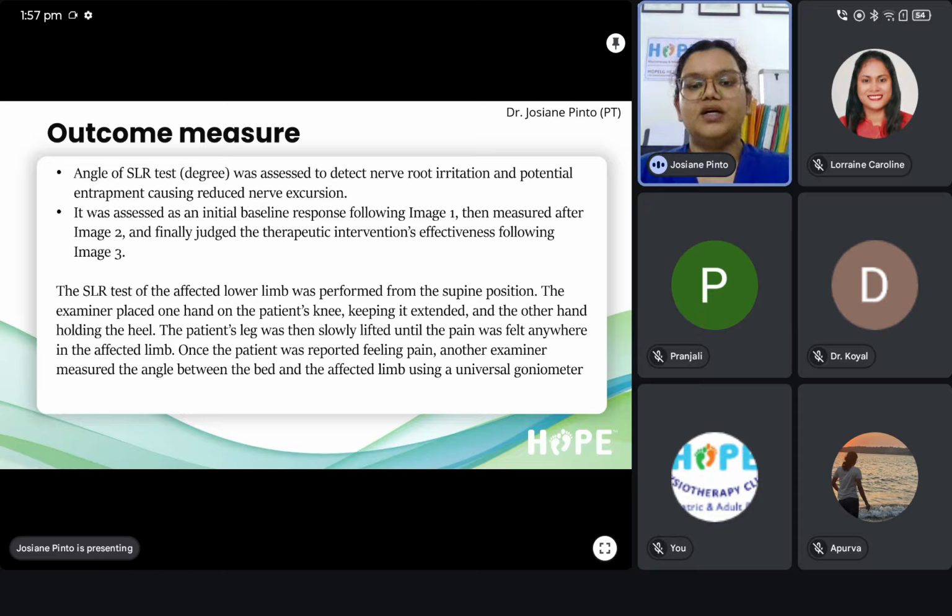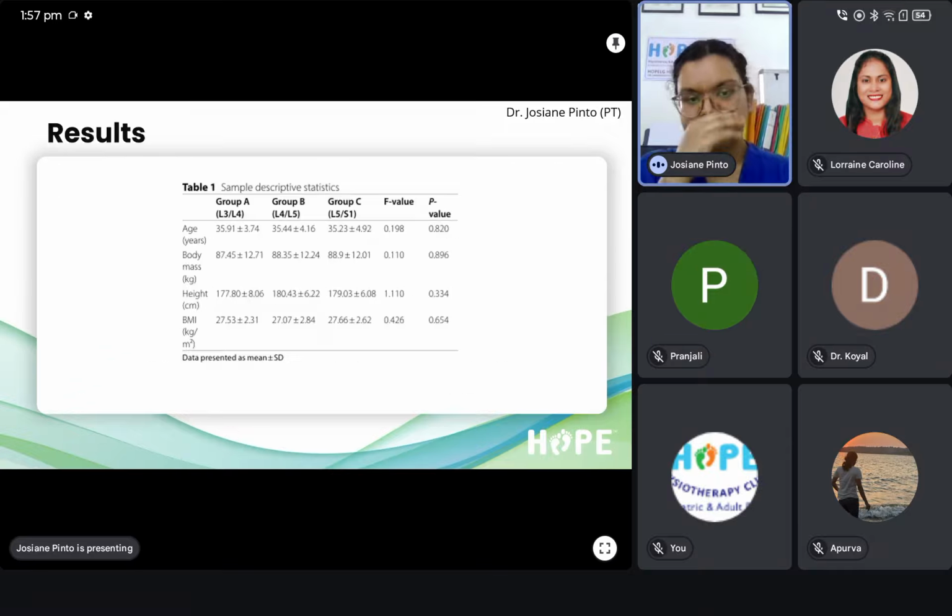The SLR test of the affected lower limb was performed in the supine position. The examiner placed one hand on the patient's knee, keeping it extended, and the other hand holding the heel. The patient's leg was then slowly lifted until pain was felt anywhere in the affected limb. Once the patient reported feeling pain, another examiner measured the angle between the bed and the affected limb using a universal goniometer.